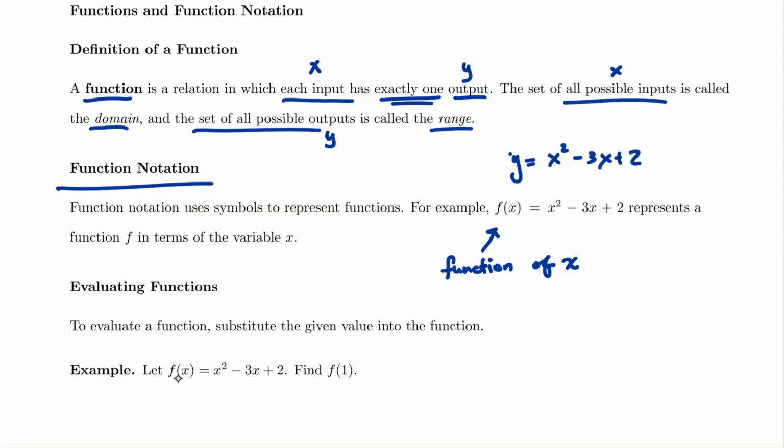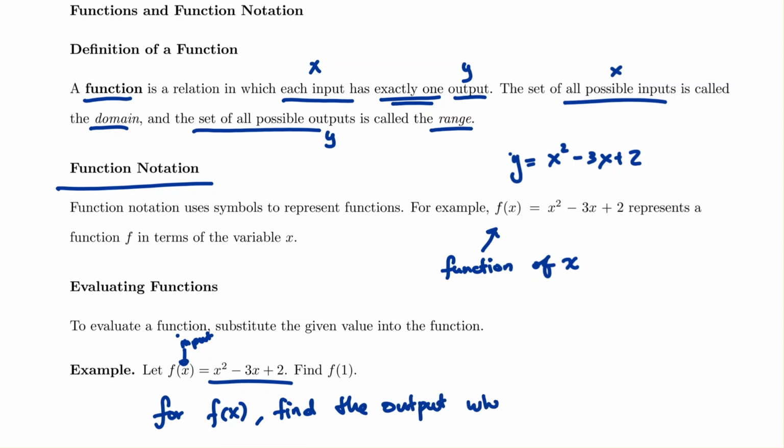So with this notation, this is the exact same thing as the equation y equals x squared minus 3x plus 2. The only change is we're writing it as the function of x to make it clear that this is a function and the input variable is x. And the way we evaluate this is when it says find f of 1, it's saying for the function f of x as it's described here, find the output when the input is x equals 1.